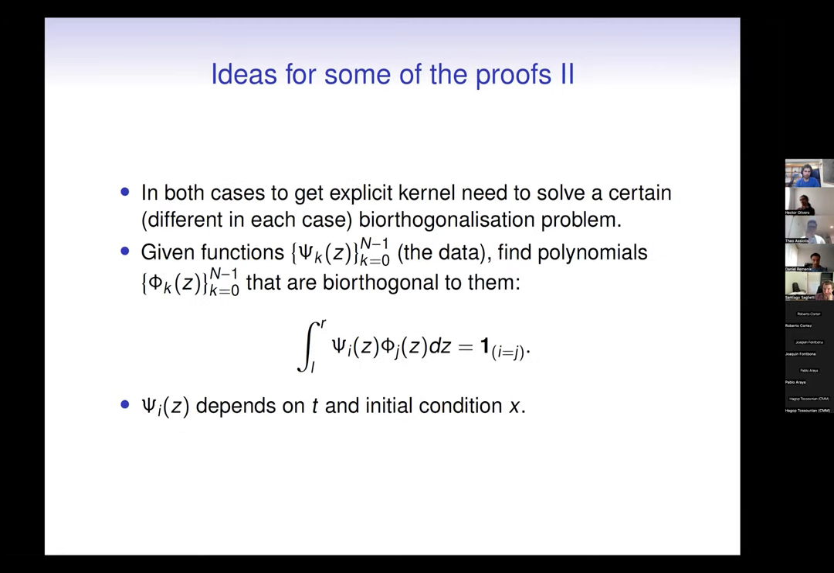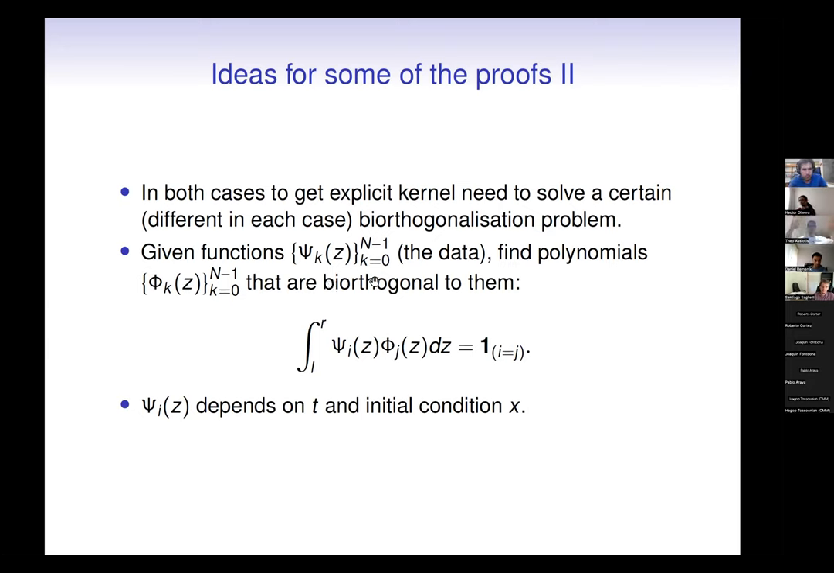And somehow in both cases, to get the explicit kernel, you need to solve some bi-orthogonalization problem, which is equivalent to inverting some matrix, or it's equivalent to some other problem that you must solve. And this bi-orthogonalization problem is different in one model and the other. So it is different. And basically, the bi-orthogonalization problem, which again, this is simplifying a lot.